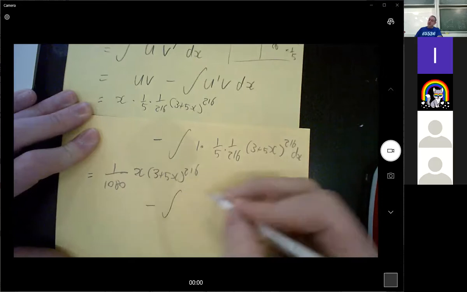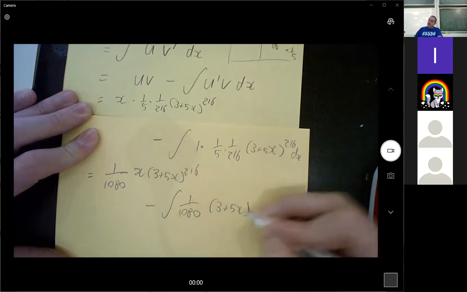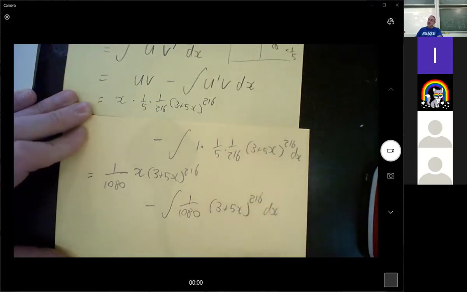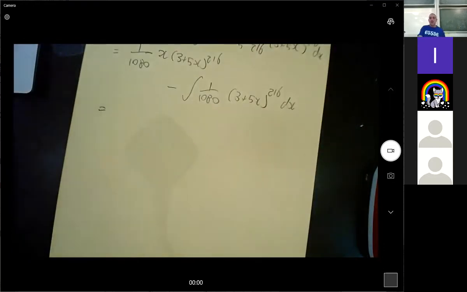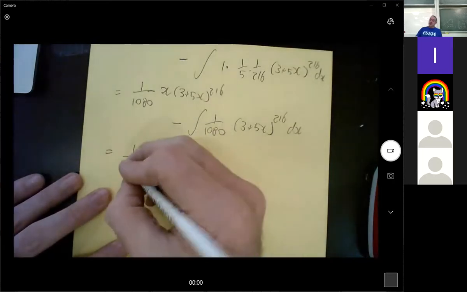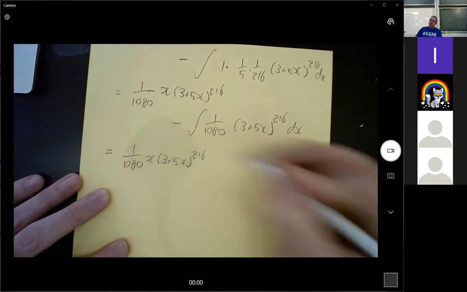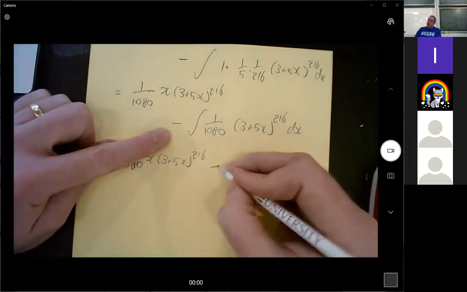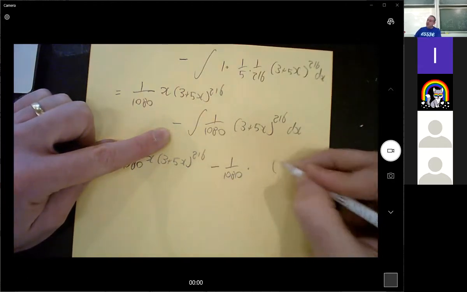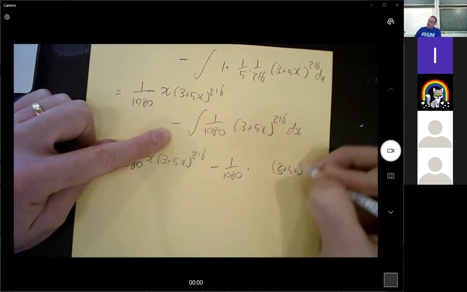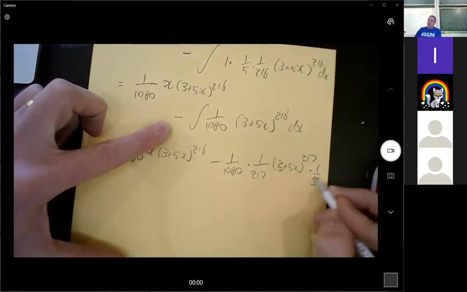All right, I wouldn't normally write this on the page like this. I would just do it, but I just wanted to not have to worry about where this page is going. Okay, so now I still have to do this other integral. The 1080 will still be there because it's multiplied on. I'll have to put the power up by 1, divide by the new one, and also divide by the 5.